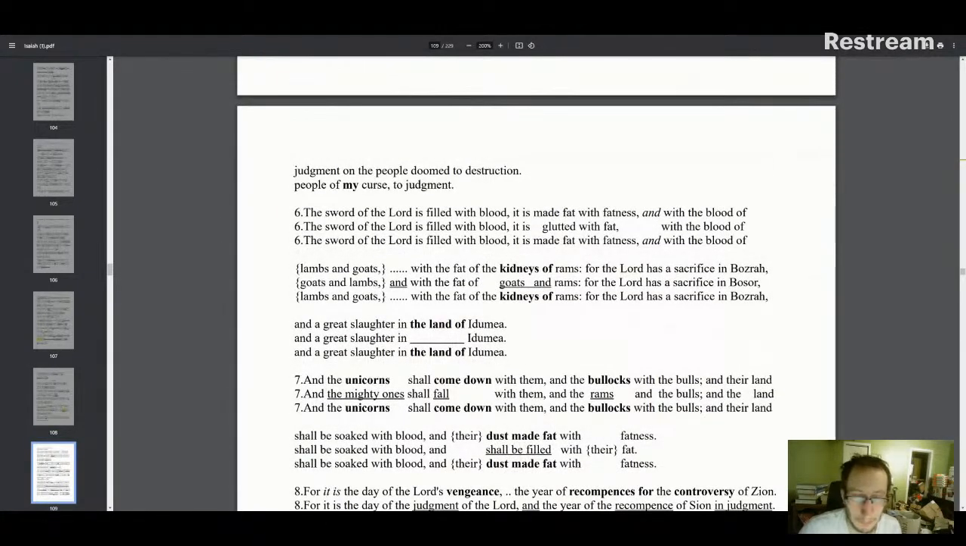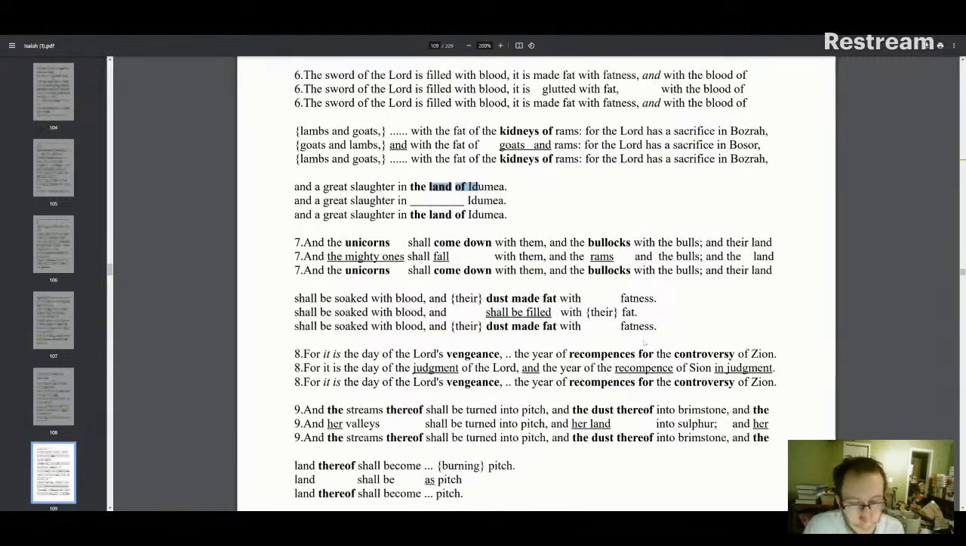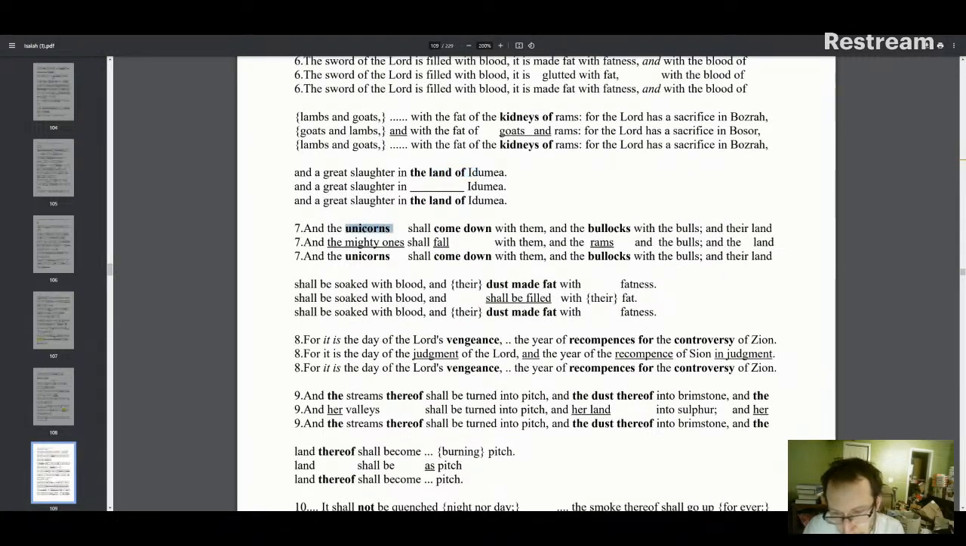Here we have a sacrifice in Basra and a great slaughter in the land of Edom. So interestingly, the Septuagint is the one that says Edom here, and the Hebrew says land of. So most of the time it's the other way around, where the Hebrew says the name and the Septuagint adds land of. But in this case, it's the opposite. So that's an interesting difference there. Unicorns is just a bad translation. It refers to rhinoceroses.